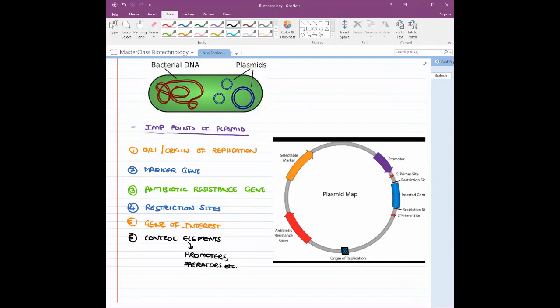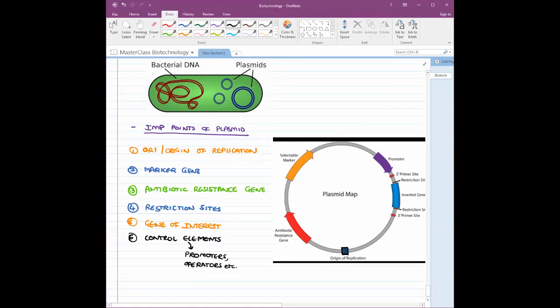How will you know which plasmid has the gene of interest and which plasmid does not have the gene of interest? So for that, we require this thing. Just like that, we have antibiotic resistance gene. We have this selectable marker gene. That is the marker, basically marker gene. I'll explain as we move ahead, you'll understand.